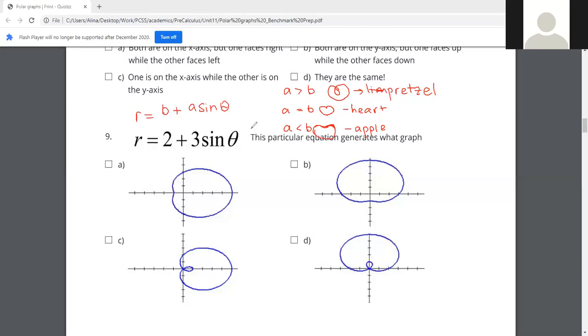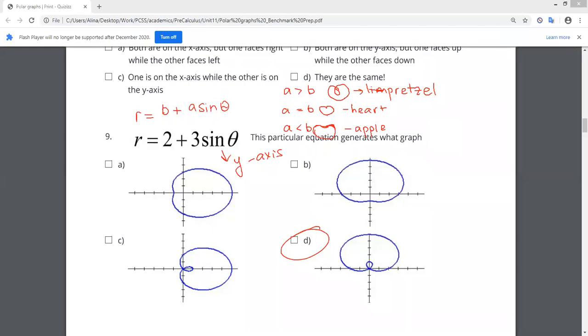Now we have all these cool definitions. So this one is definitely a pretzel. And the majority of it, because of the sign, has to be on the y-axis. Well, there's only one option. Call it pretzel or call it limaçon with inner loop. I don't care, as long as you know the graph. I'm happy.